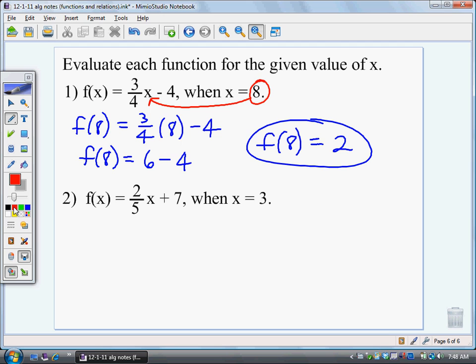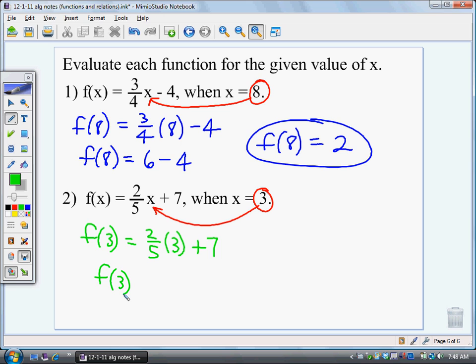On the second one, we do the same thing. x is 3, we plug it in right there, and we figure out what f of 3 is. In this case, we're going to do 2/5 times 3 plus 7. 2/5 times 3 is 6/5, or 1 1/5, plus 7. And so f of 3 is equal to 8 1/5.